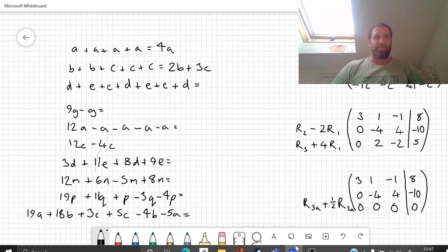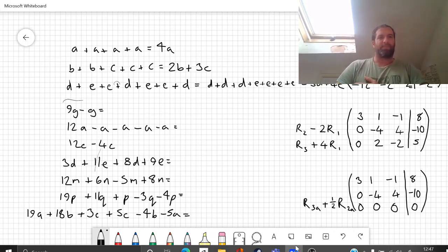And this one, this looks a bit different because you've got D's scattered and E's scattered throughout the place. So if we just put them all together, D plus D, make sure the signs are correct. These are the pluses, plus another D, and we've got plus E plus E plus E plus E, which is 3D plus 4E. This one, we have 9G minus G, so that is just 8G, because that's 9G minus 1G.